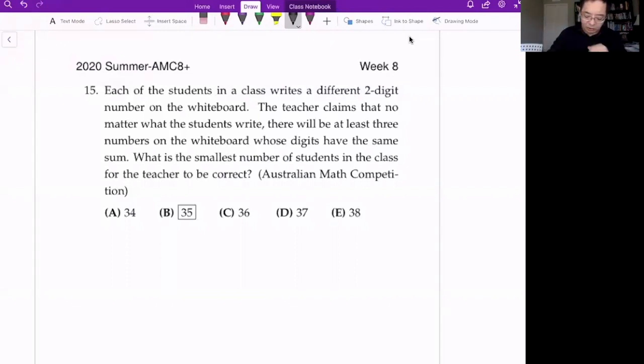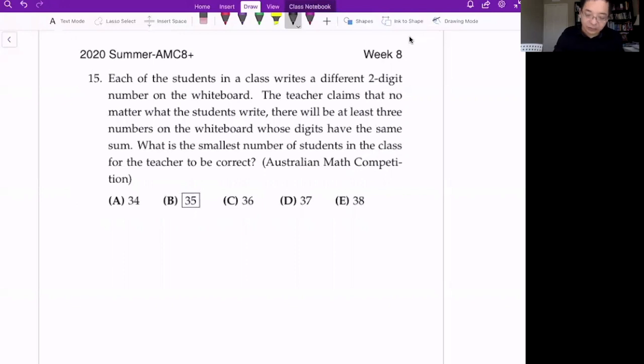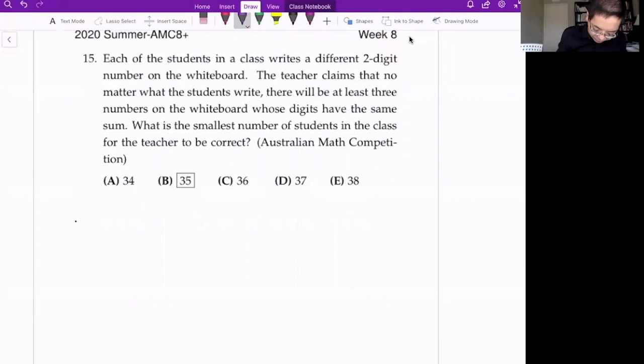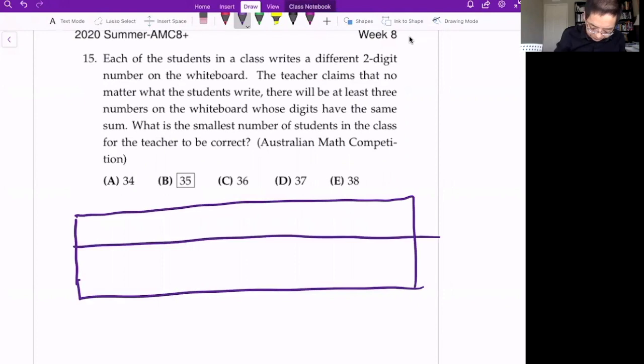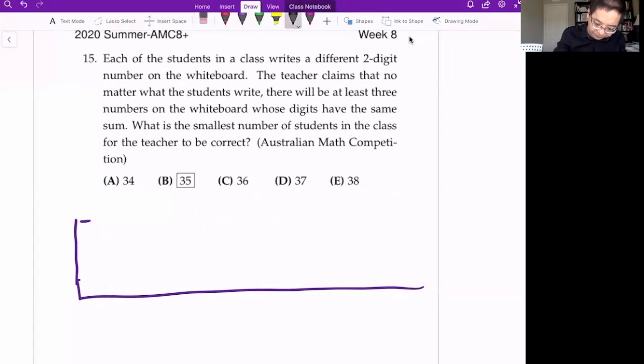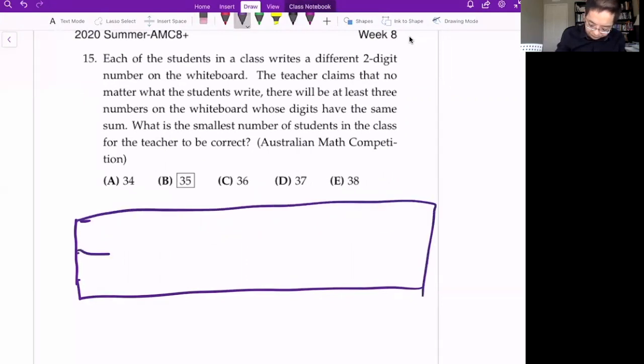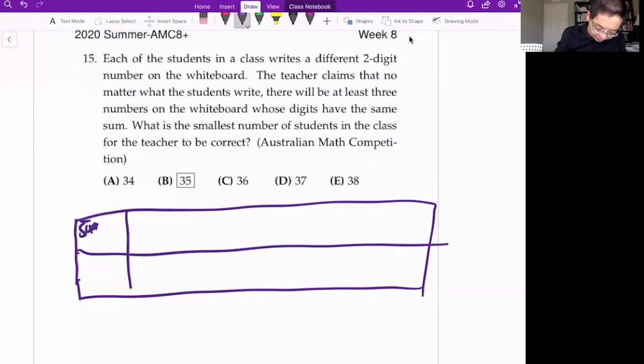Okay, so let's categorize numbers. If we have a two-digit number, the sum could start from 1, which is 10, 1 plus 0 is 1, and all the way to 18, that's 99. We have 18 categories. So let me write here the sum of digits, and the number of two-digit numbers.